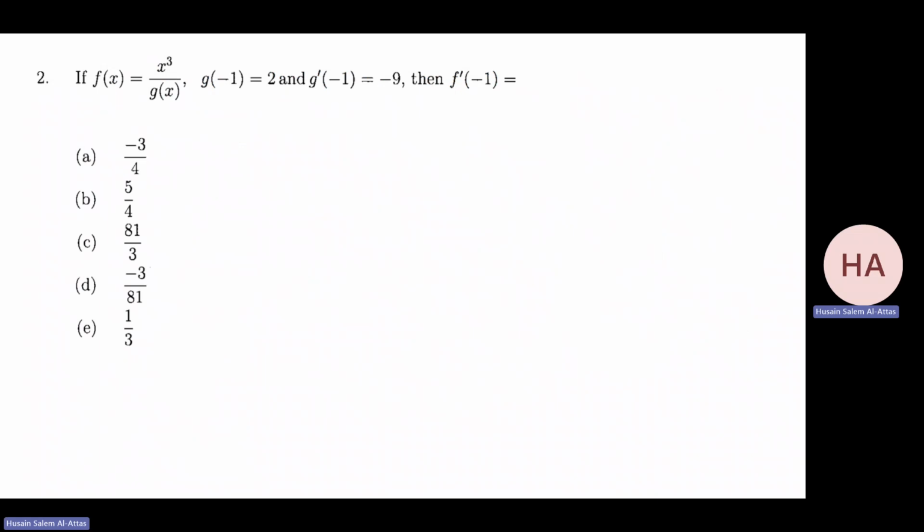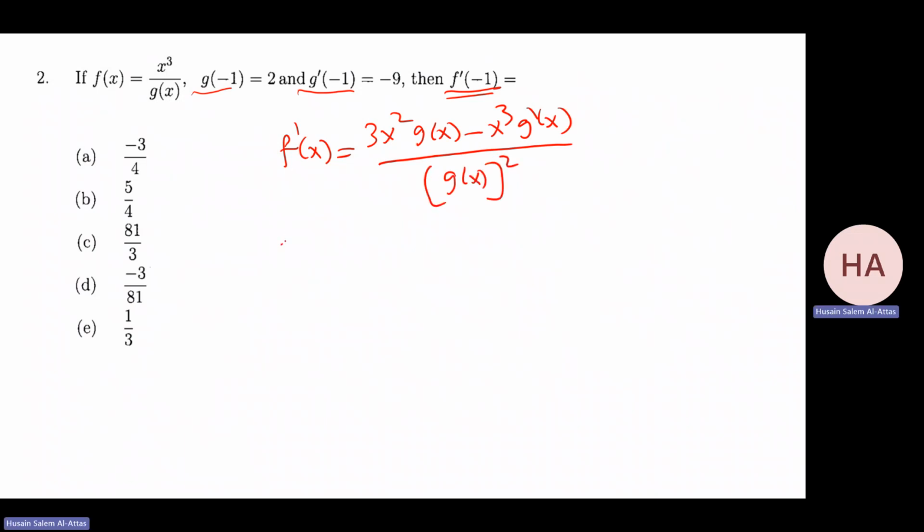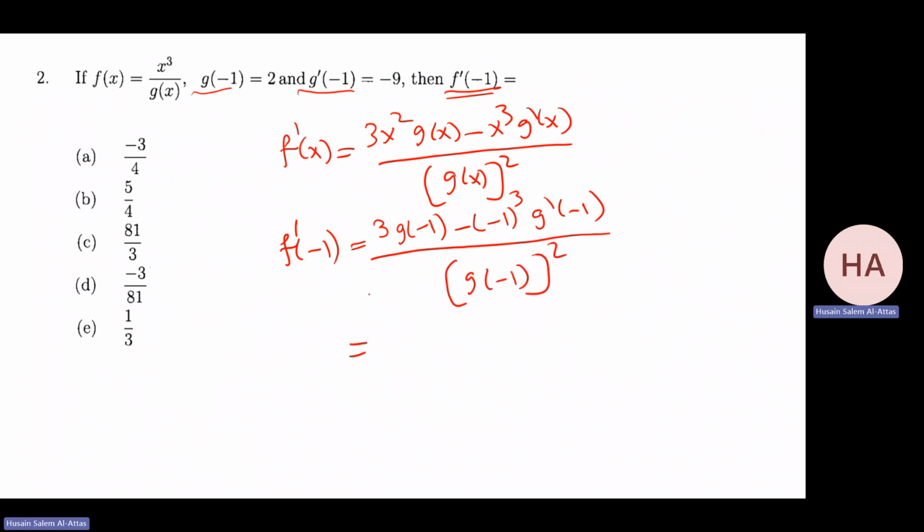X cubed, f of x equals x cubed over g of x. He gave you some information about g. He wants f prime at minus 1, so I need to find f prime at x. Quotient rule: 3x squared times g of x minus x cubed g prime of x, over g of x squared. I want f prime at minus 1. Substitute minus 1: 3 times minus 1 squared, that is 3, g of minus 1, minus minus 1 cubed, g prime at minus 1, over g at minus 1 squared. Plug the numbers. G at minus 1 is 2, 3 times 2 is 6, minus minus 1 times g prime at minus 1, which is minus 9. So it's 6 minus 9 over g at minus 1, which is 2 squared. So it will be minus 3 over 4, which is this one.